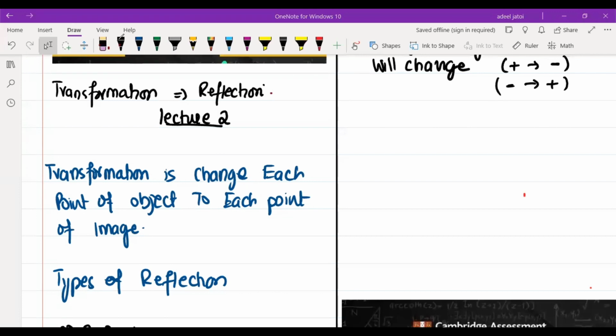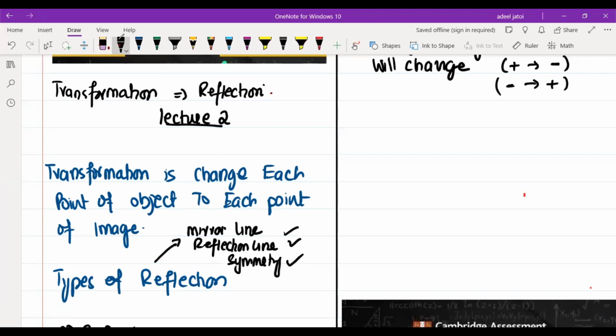Reflection is importantly changing object to image using a mirror line, reflection line, or line of symmetry. These are the three words which can be used when the reflection is done. So reflection is only possible using what? Mirror line. Reflection is possible using the reflection line. Reflection is possible using the symmetrical line.